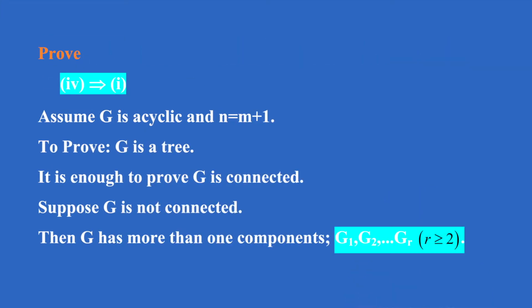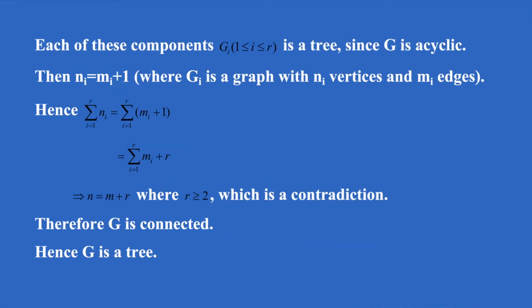Now, we shall prove that 4 implies 1. Assume that G is acyclic and n is equal to m plus 1. To prove that G is a tree, it is enough to prove that G is connected. Suppose that G is not connected, then G has more than one component, namely G1, G2 and so on up to Gr, where r is greater than or equal to 2. Each of these components Gi, where 1 less than or equal to i less than or equal to r, is a tree, since G is acyclic.